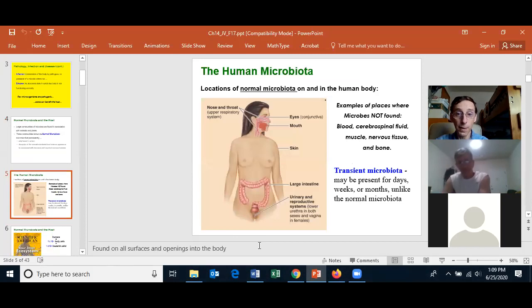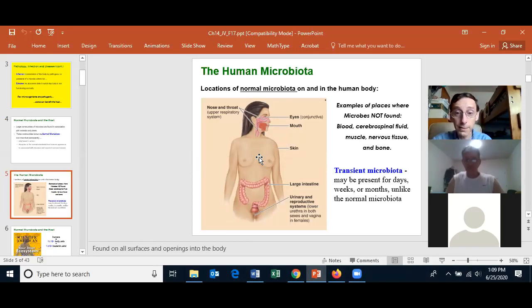So where is the normal microbiota normally found? Well, obviously, all of the external coverings of the body, the skin, the mucous membranes, the internal mucous membranes, which most of that's not shown, but the throat, the stomach, the intestines, and then the upper respiratory system. Usually the lungs do not have microbes in it. And if there are microbes in the lungs, that is a disease.